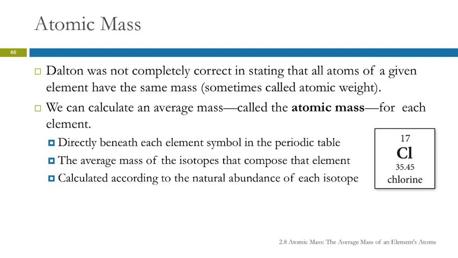All atoms of the same element have the same number of protons. That's true. But atoms of the same element can have different masses. Those are called isotopes. We can calculate an average mass, and that's called the atomic mass for each element.